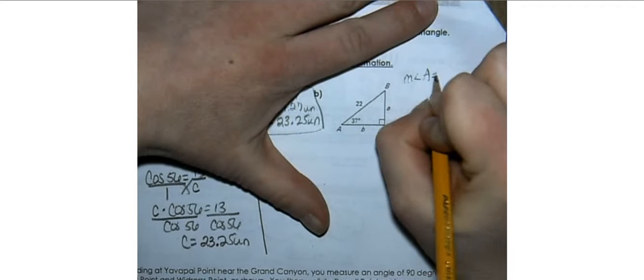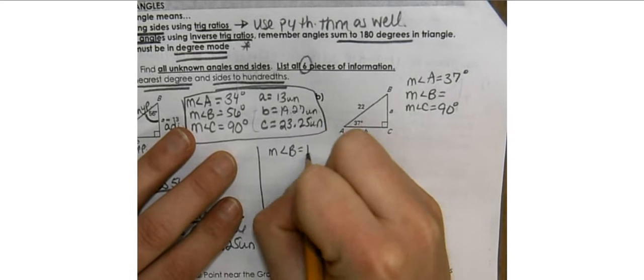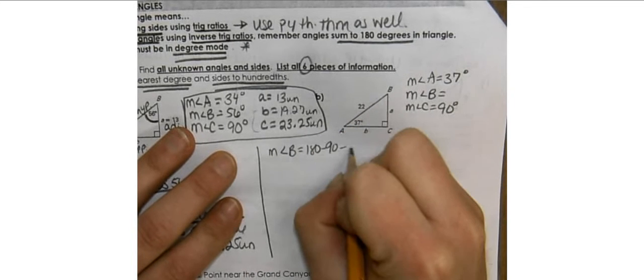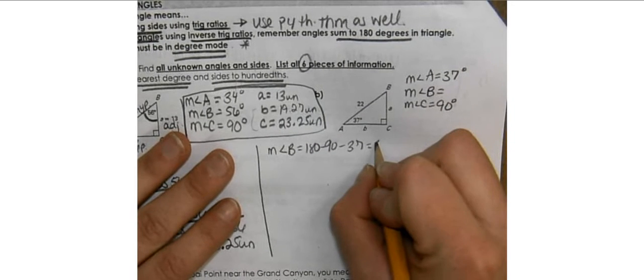For example letter B, I'm going to identify all of the information that I know and information I need to find. So the measure of angle A, I know that that is equal to 37. So I'm going to write that it's 37 degrees. The measure of angle B I do not know, and the measure of angle C is 90 degrees. So I can find the measure of angle B rather quickly because I know that all of the angles of a triangle add up to 180 degrees. So I'm going to write the measure of angle B is equal to 180 minus 90 minus 37. And when you go 180 minus 90 minus 37, you find that the measure of angle B is 53 degrees.